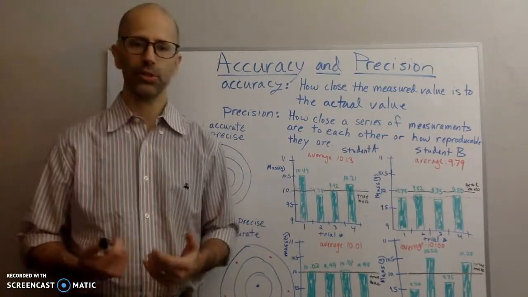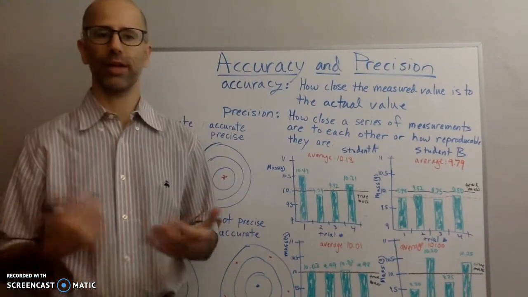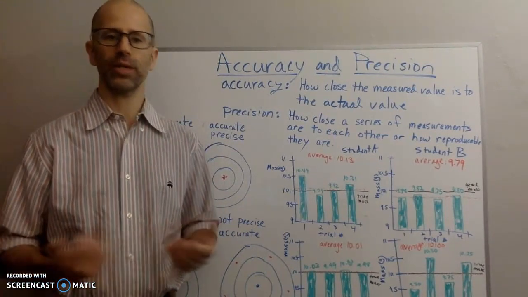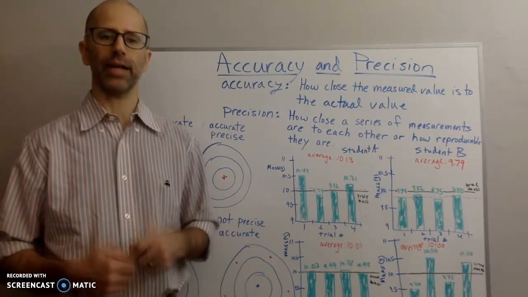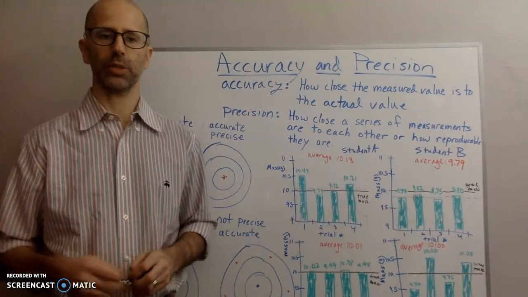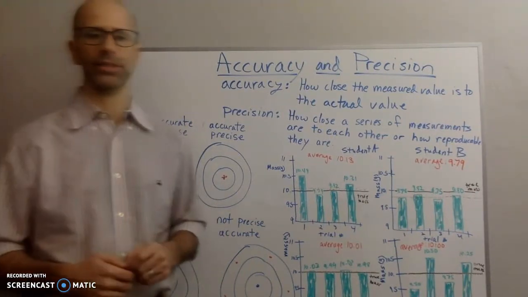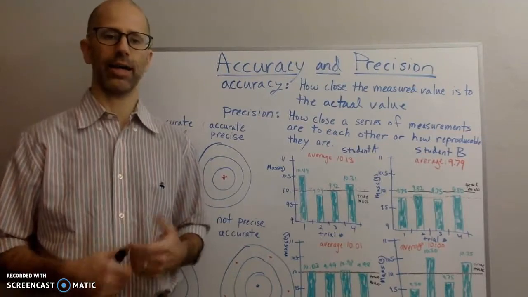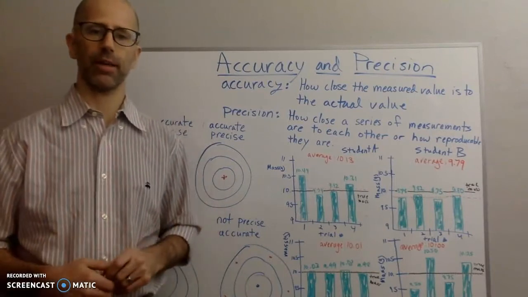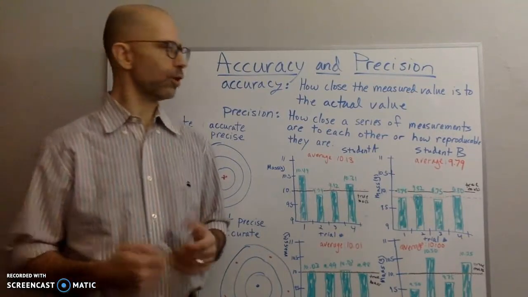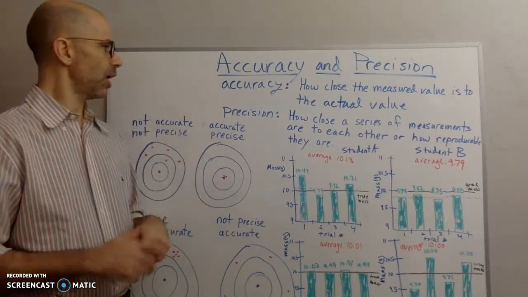So, these are two words that are commonly used, and in normal everyday speak, we tend to use them interchangeably, but they actually mean two very different things, especially in science classes. So, we're going to go over what accuracy and precision are, and I've got some graphs to help you understand them better. Okay, so first the definitions of accuracy and precision.